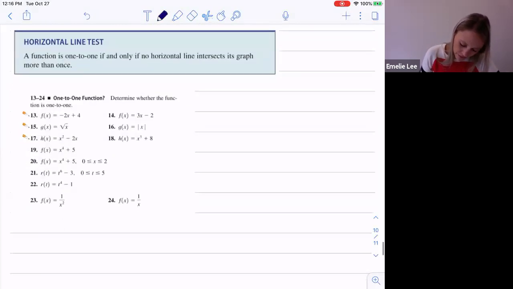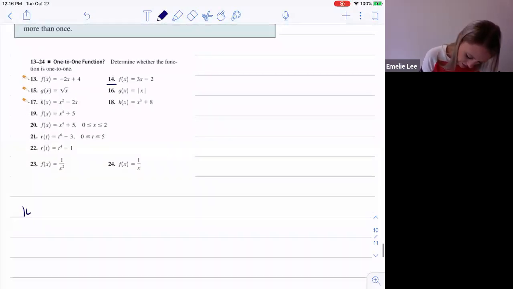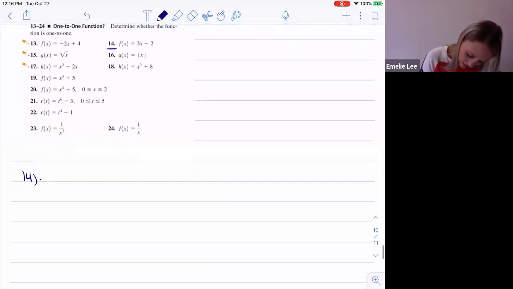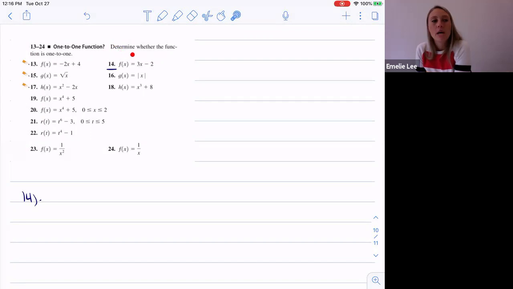Okay, so let's do 14 first, nice and easy. So 14, it doesn't say how we should determine if the function is one-to-one, but at least for these simple ones, I am expecting you to show it mathematically and then maybe confirm using Desmos.